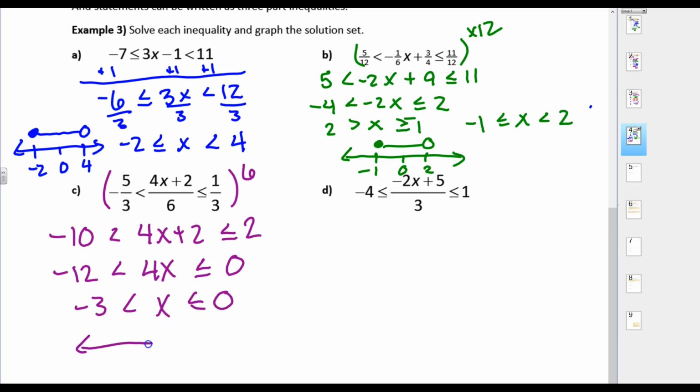So when we graph this on the number line, we go between negative 3 and 0. I have an open circle on negative 3, a closed circle on 0, and we draw in between them.